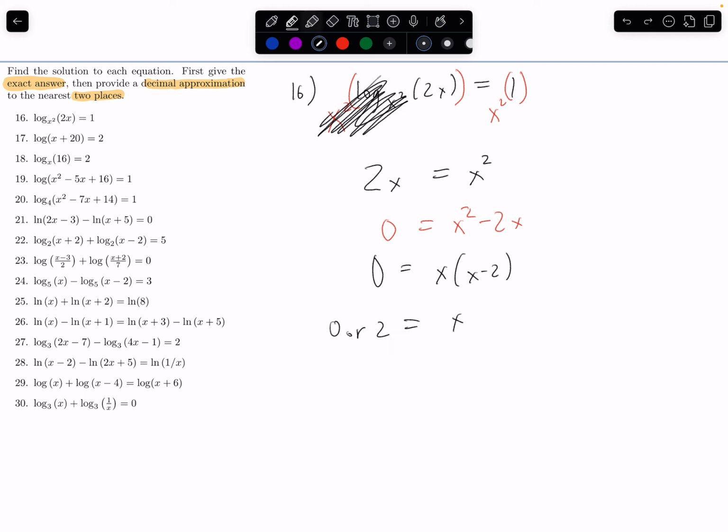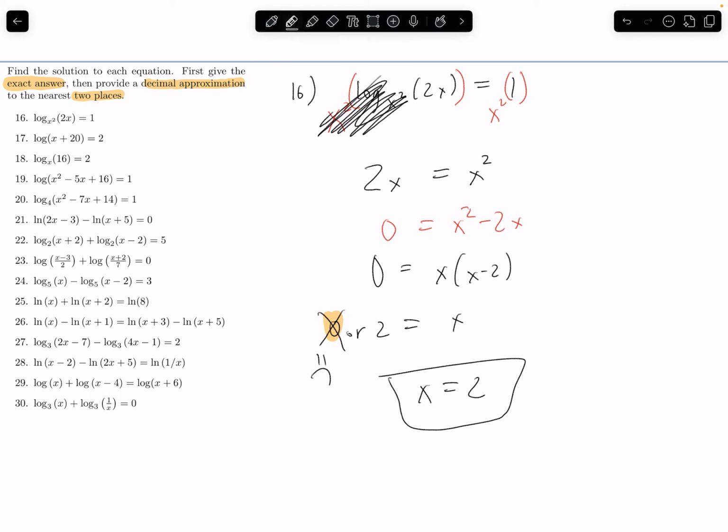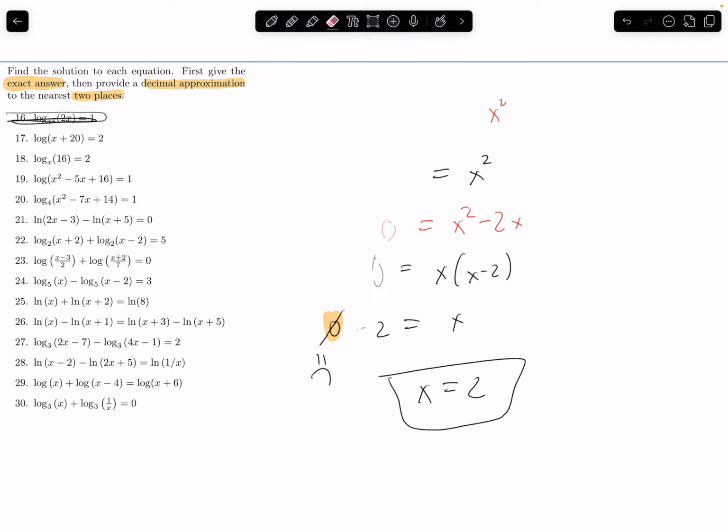All right, so I got two solutions to check. Let's check 0 first. If I plug in 0, I've got log of 0, which is no good. So this guy is out. 0 is not a solution. If I punch in 2, this is going to be 2 times 2, that's 4. That's a positive number, that works. And down here, the base, 2 squared is 4 as well. So that works. So 2 is okay. x equals 2 then is my one single final answer. Box that thing, and then done. 16 is done. Moving on.